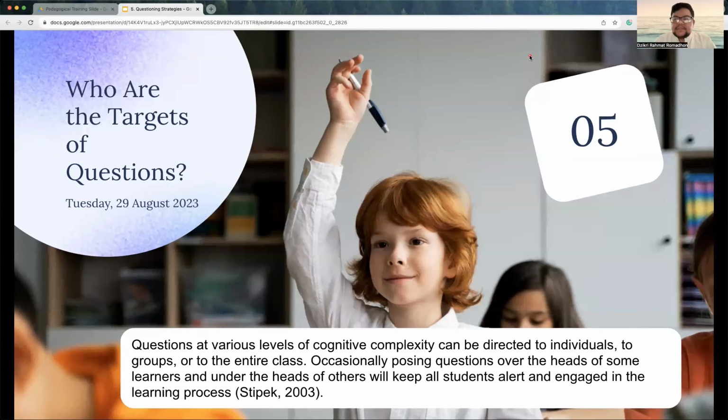Before we start our session today, let's pray. Pray begin. Bismillahirrahmanirrahim. Rabbi shrah li sadri wa yassir li amri wahlul 'uqdatam min lisani yafqahu qawli. Rabbi zidni ilman warzuqni fahman.